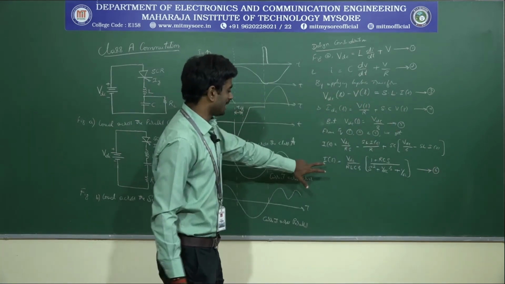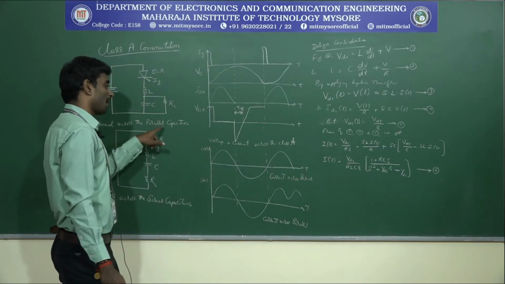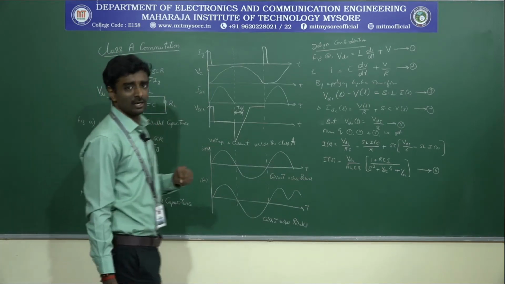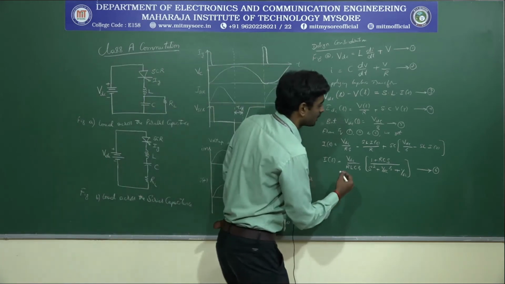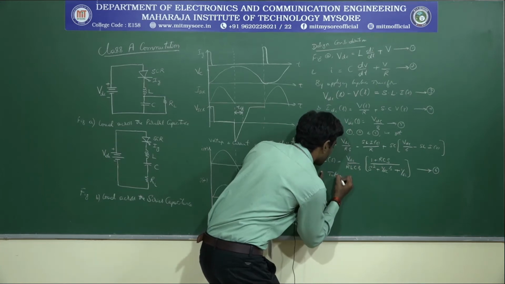So I will be getting a current equation with respect to the class A commutation of the parallel capacitance which is connected across the load resistance. Similarly, I can simplify this condition by taking the inverse transform.